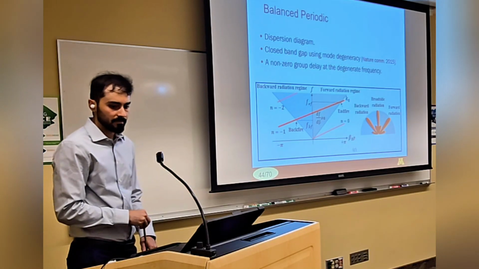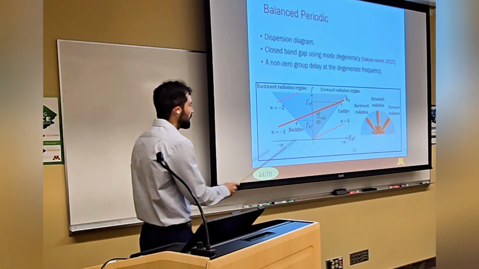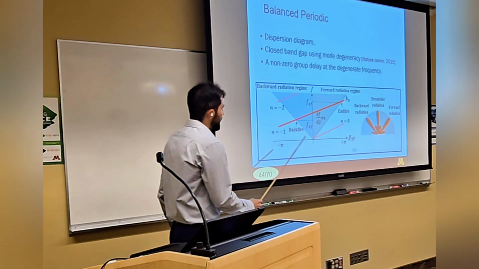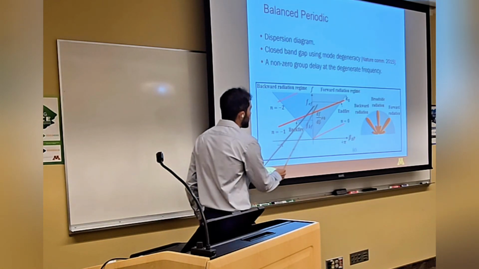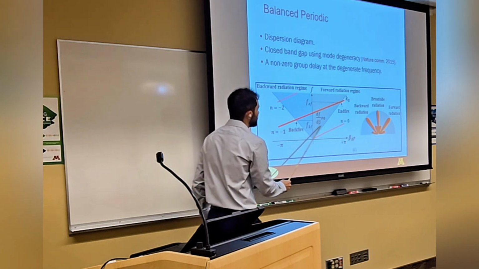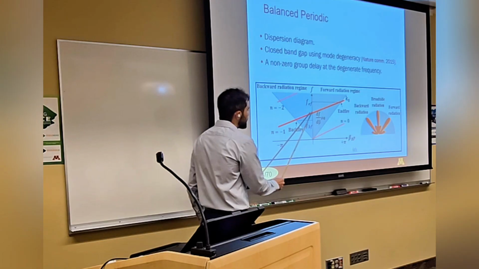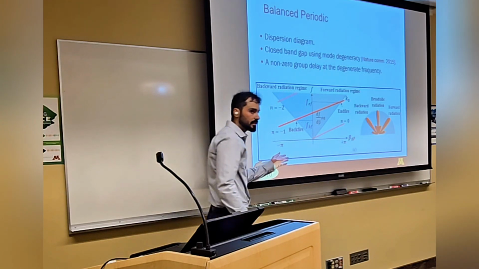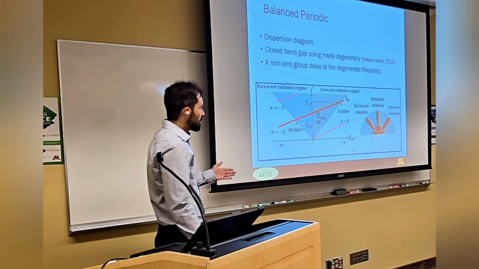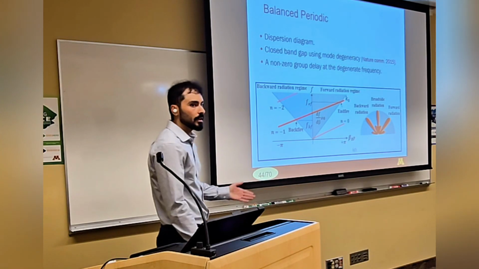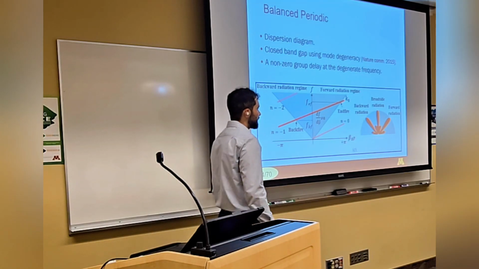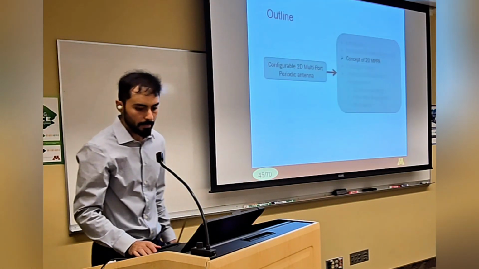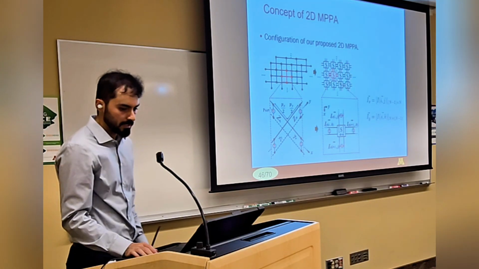Recently, it has been shown that a periodic structure can realize a closed bandgap at a center frequency using mode degeneracy. As a result, for this linear behavior in the dispersion diagram, we have a non-zero group delay at center frequency, then it can guarantee the broadside radiation pattern. So that was the reason we were focused on applying the multiport idea onto the periodic structure, as they can radiate from backward to forward and from both sides without any problem. Next, I discuss the concept of the 2D case.